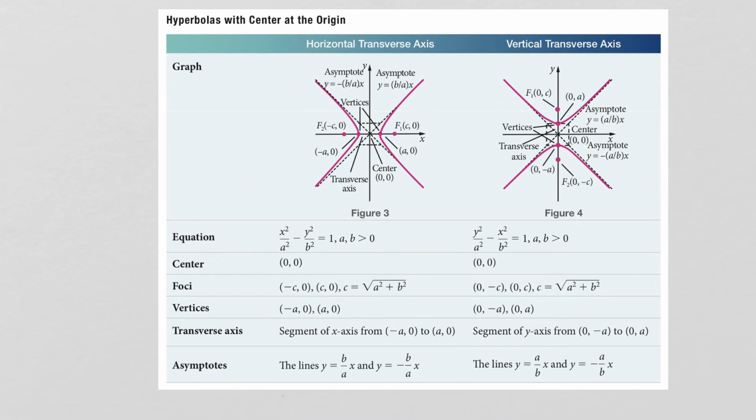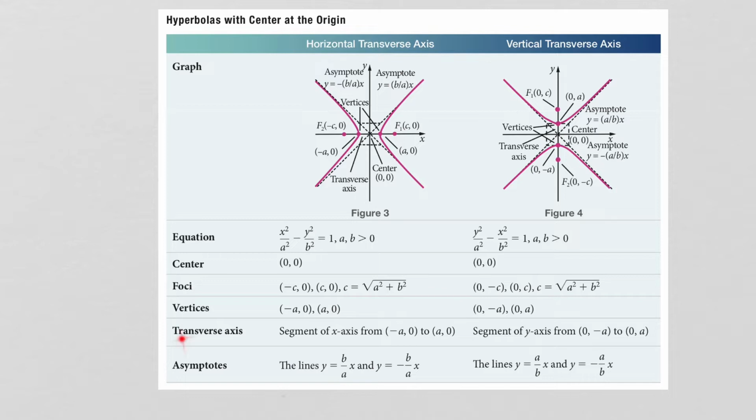Now you'll notice here they give you all the information. They tell you where the center is, 0, 0. They tell you the foci are at the points negative c, 0 and positive c, 0. And they also tell you how to find c. Remember that when you're looking for c in an ellipse, there was a minus sign here. And in a hyperbola, there is a plus sign here. So a very similar formula, but a little bit different. The vertices are also at negative a, 0 and positive a, 0.